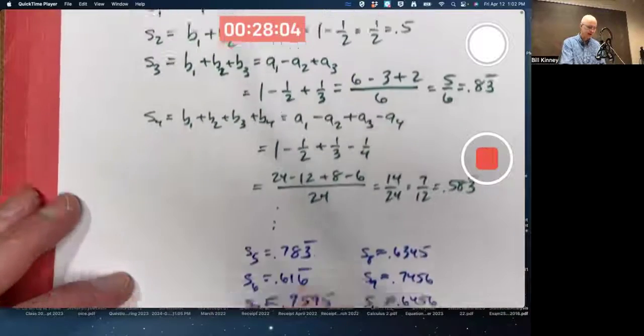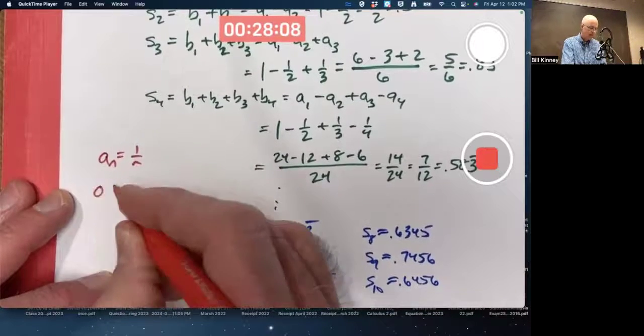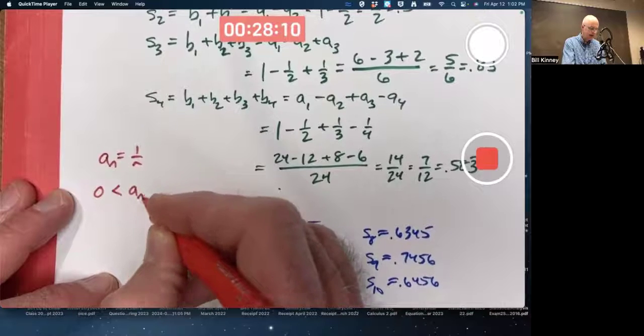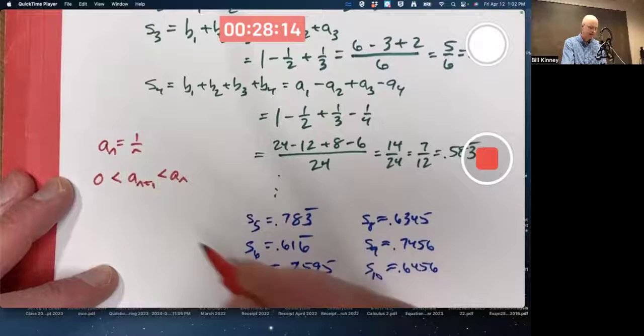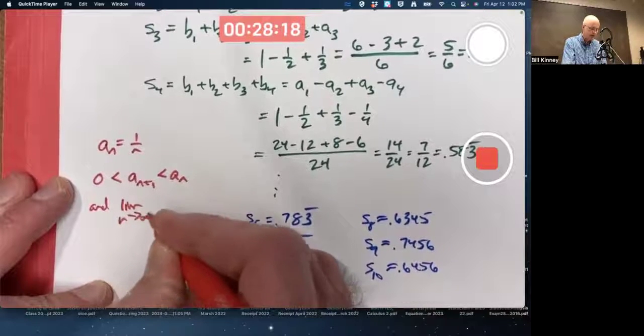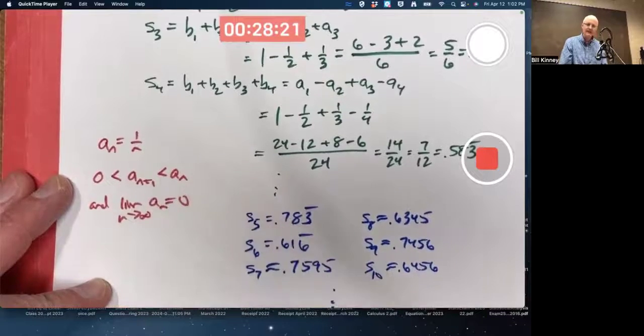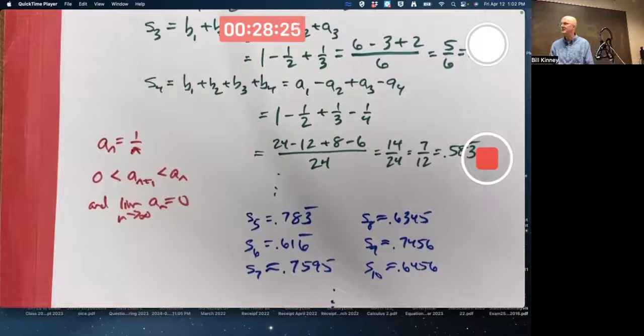You'll see in the book, so the A_n's are 1 over n here. They are always positive and they decrease. A_(n+1) is less than A_n. And not only do they decrease, but they decrease to 0. That's definitely true here. 1 over n satisfies these properties. That's part of the hypotheses of the alternating series test.